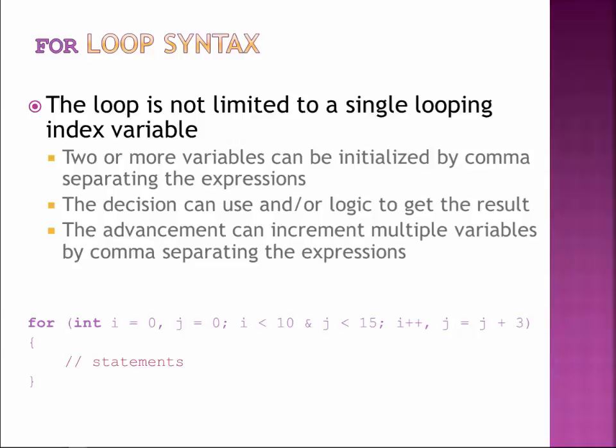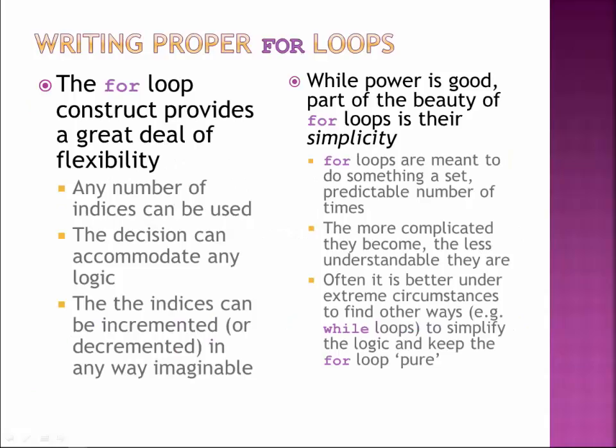These variables are not constant inside of the for loop, as some languages make them. I could be updating i and j based off of other things that are happening. So that's why you might have this complicated logic. Not likely, but it's possible inside of Java. So the best for loops are simple. They can have any number of indices. They can have any decision logic. They can increment and decrement in any imaginable way inside of there.